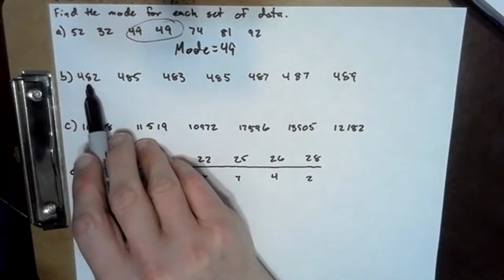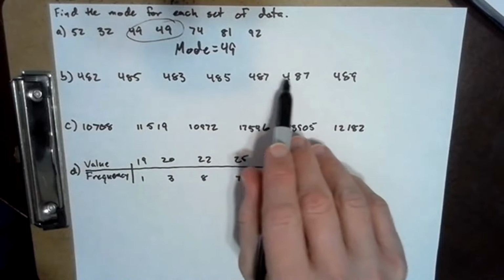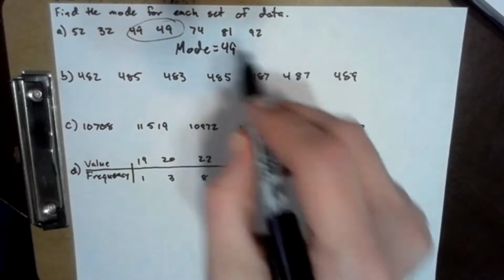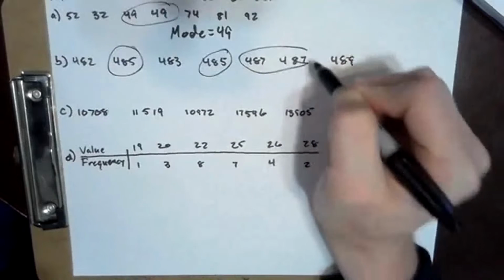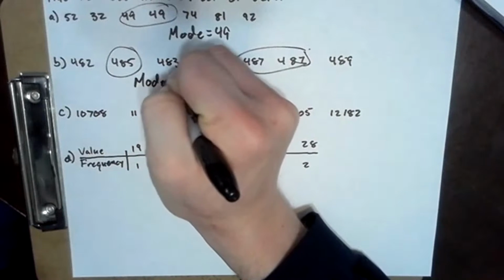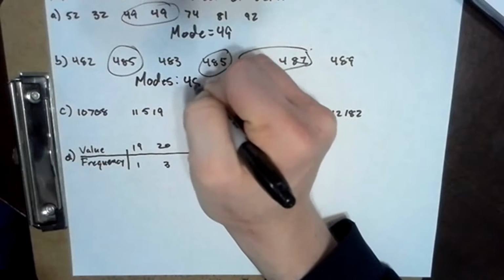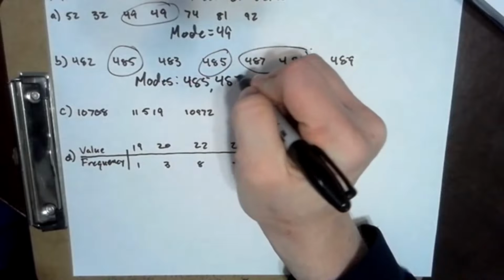Here we've got 482, 485, 483, 485, 487, 47, 49. Well, 485 appears twice and 487 appears twice, so this is bimodal, and the modes are 485 and 487.